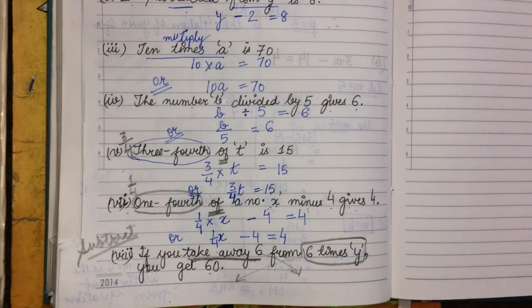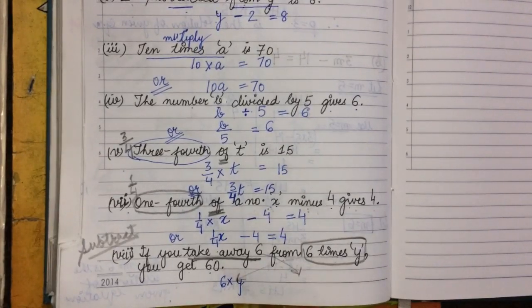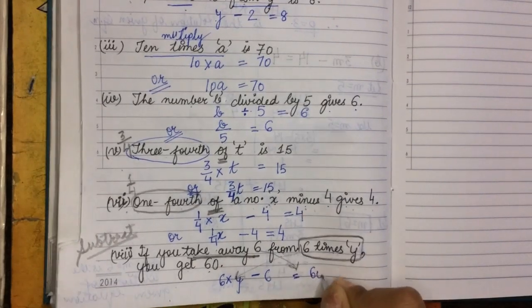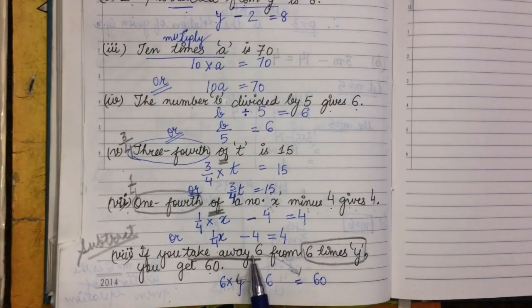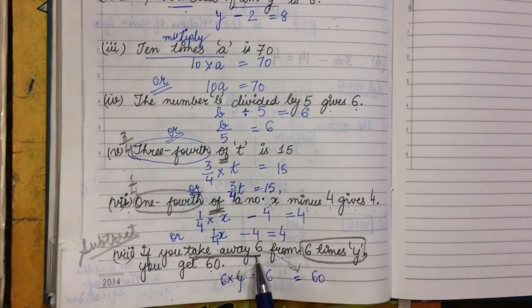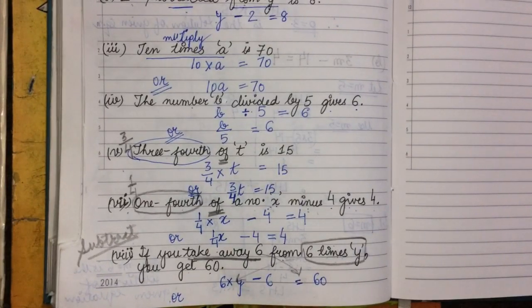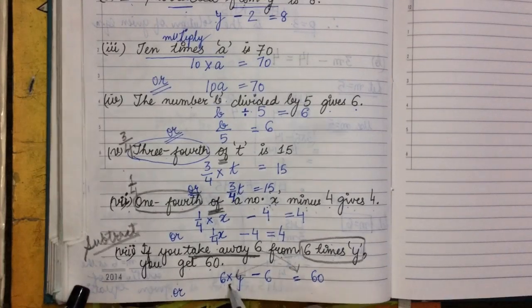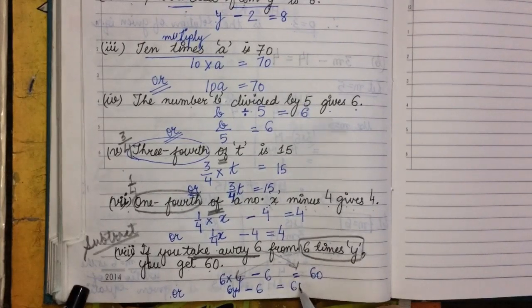So 6 times y. 6 times y means 6 multiplied by y. Then you have to take away 6, means you have to subtract 6. And then the answer will be 60. So every time you have subtract from, you change the order. This will be in the beginning, this goes at the second place. Now we can omit the sign of multiplication. So we can write this as 6y minus 6 equals to 60.